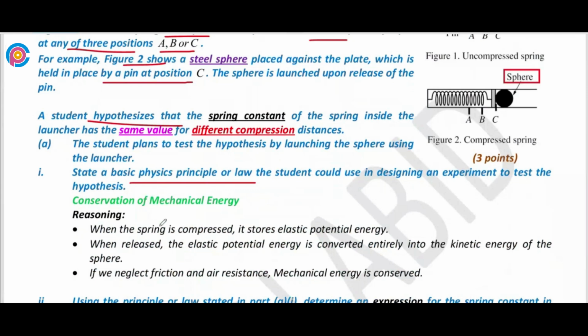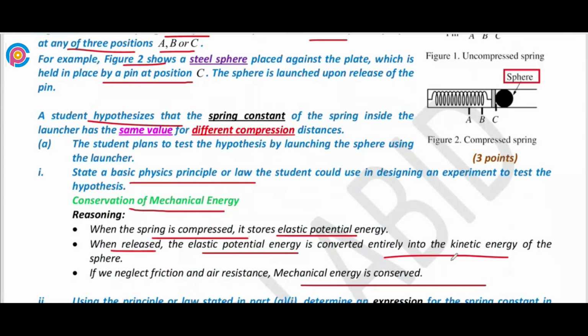So, the answer is the law or basic principle is conservation of mechanical energy. Mechanical energy consists of kinetic energy and potential energy, meaning the sum of kinetic and potential energy should remain constant. When the spring is compressed, it stores elastic potential energy when there is no motion. When the pin is released, the elastic potential energy is converted entirely into kinetic energy. So if we neglect friction and air resistance, the energy is entirely converted from potential to kinetic. So energy is conserved.